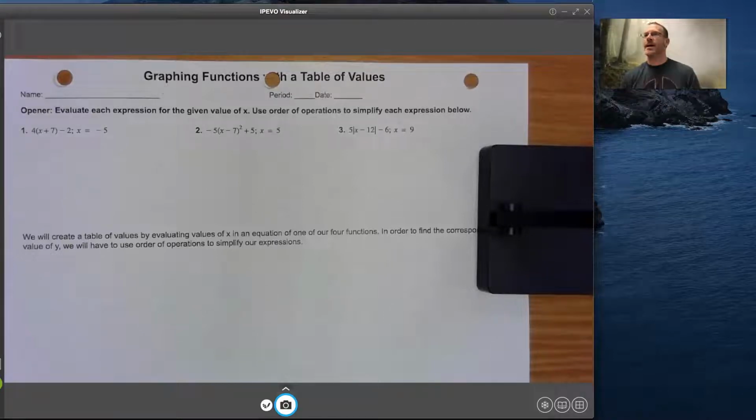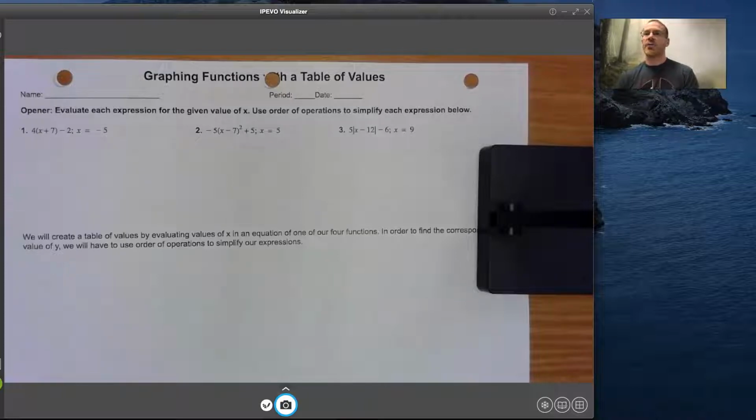All right, so we're back at math today. We're moving on to the start of another unit. This is Unit 2, which will encompass standards 4 and 5, which are graphing and writing equations of functions.